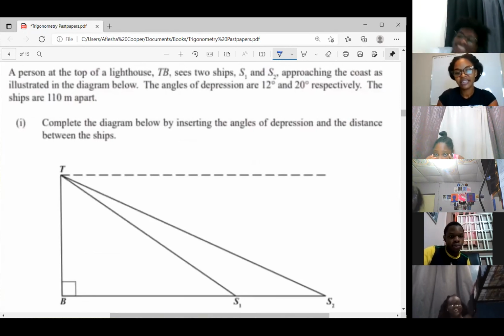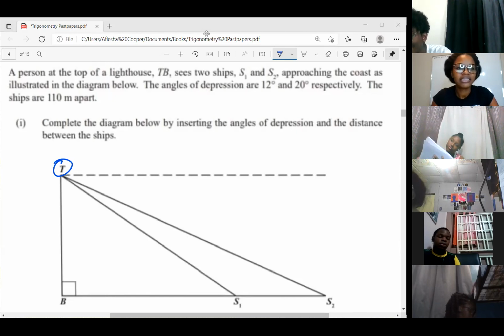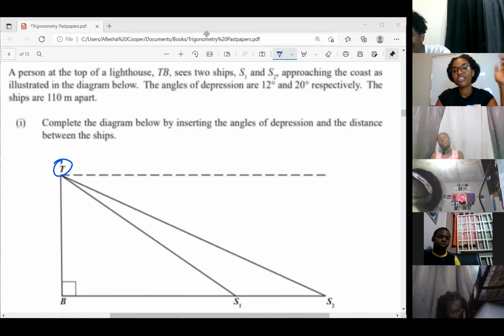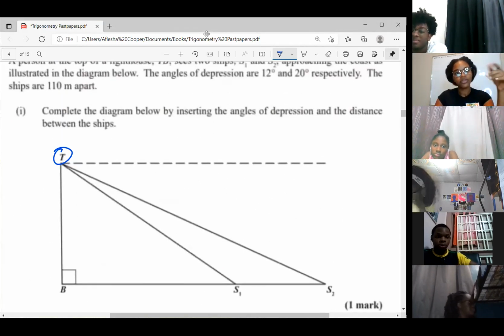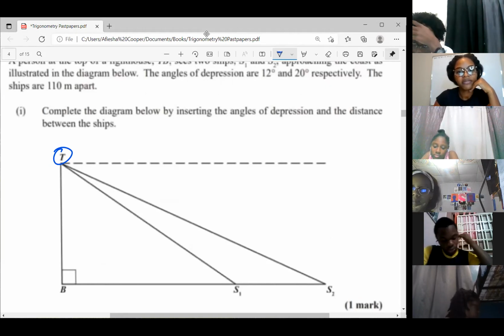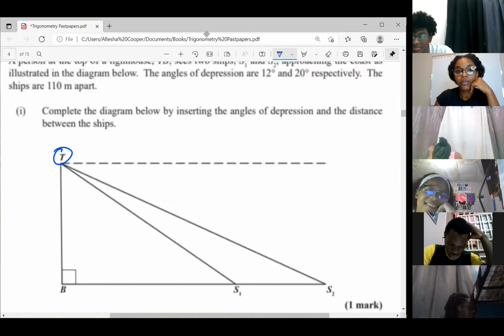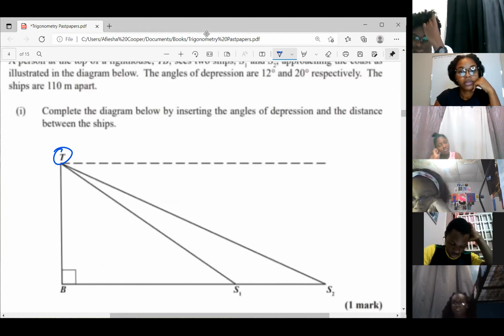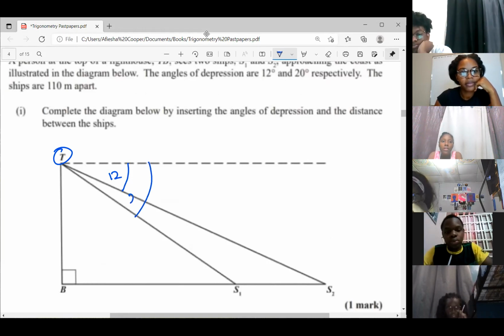So, what question is this? Elevation and depression, right? A person at the top of the lighthouse, TB, sees 2 ships, S1 and S2, approaching the coast as illustrated in the diagram below. The angles of depression. So where do we put in our depression? Depression is from the top looking down. So from T, where would I put my 12? Between which 2 lines? The dotted line and TS2, 12. And 20 will go from here to here, right?